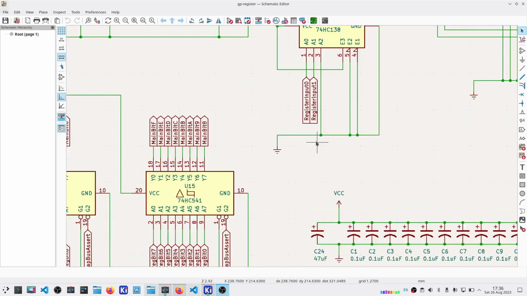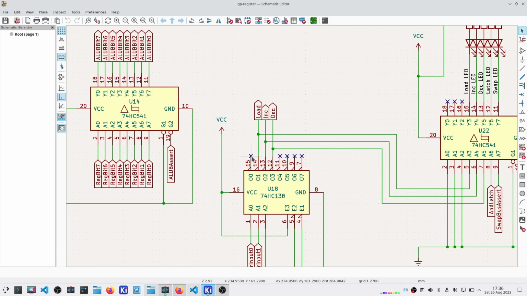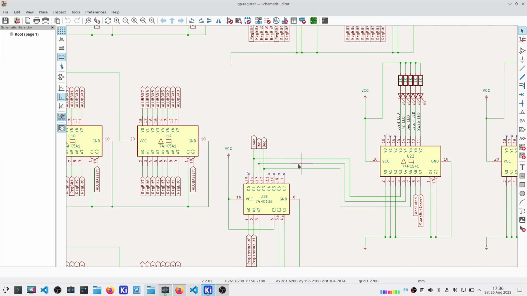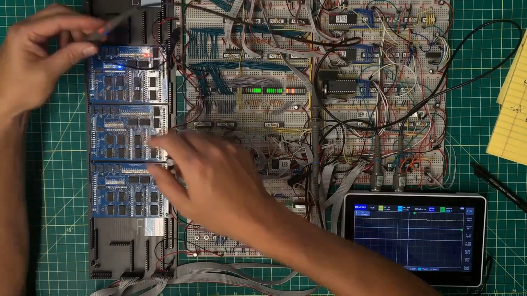So my two register inputs, 0 and 1, go into the 74HC138. Outputs are do nothing, which is not tied to anything, then load, increment, and decrement. The load, increment and decrement also go off to the line drivers to light the LEDs associated with them. Again, those are VCC tied through current limiting resistors through LEDs so that the line driver sinks the current.